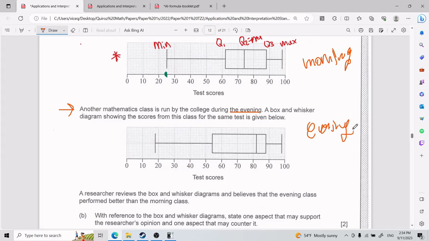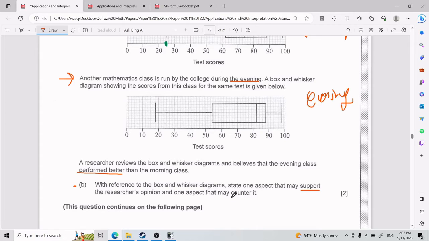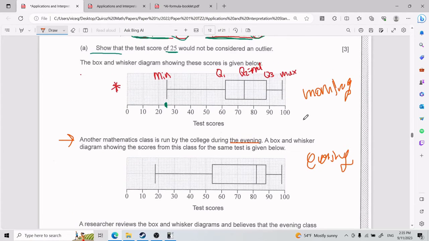A box and whisker plot diagram showing the scores from this class for the same test is given below. A researcher reviews the box and whisker diagrams and believes that the evening class performed better than the morning class. So that the evening class is doing better than the morning class. For part B, they ask us that, with reference to the box and whisker diagrams, state one aspect that may support the researcher's opinion and one aspect that may counter it. All right, so let's go ahead and compare the two. See?